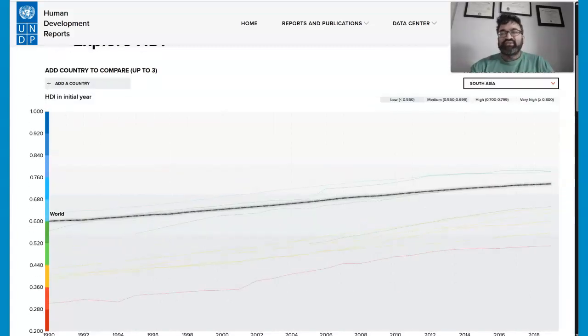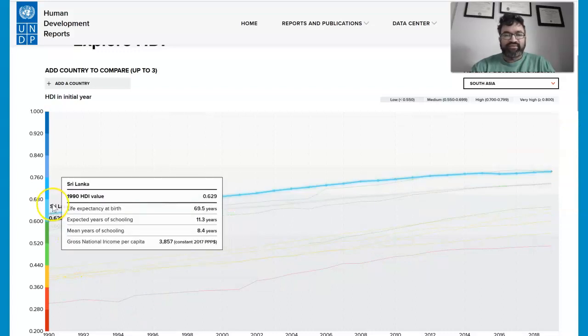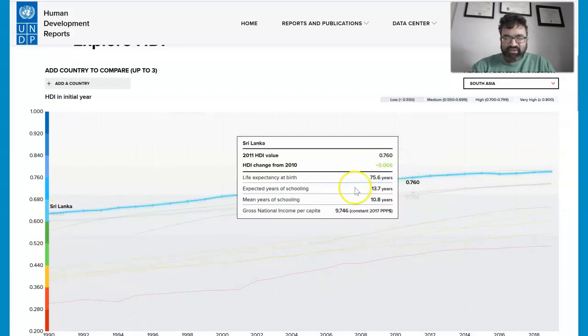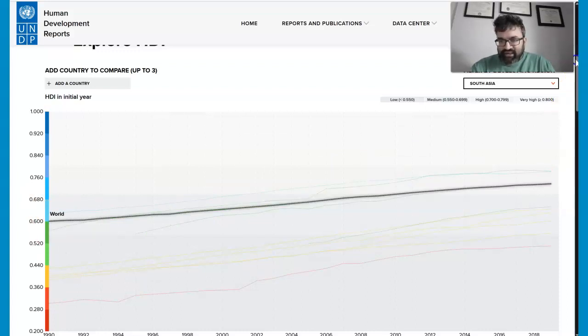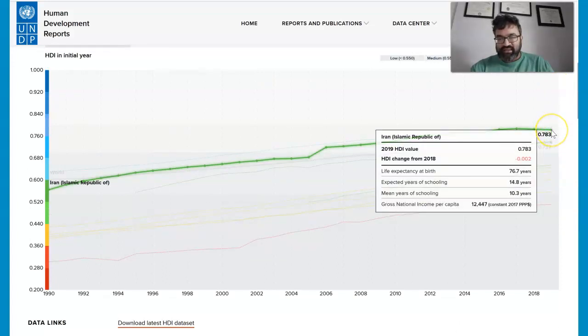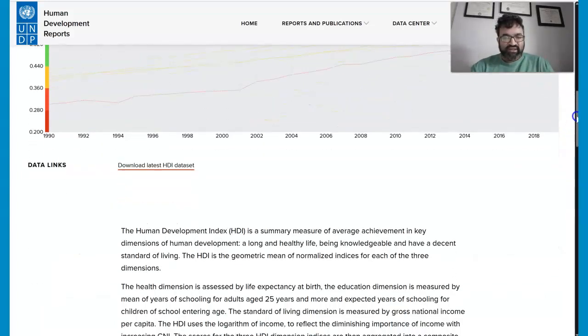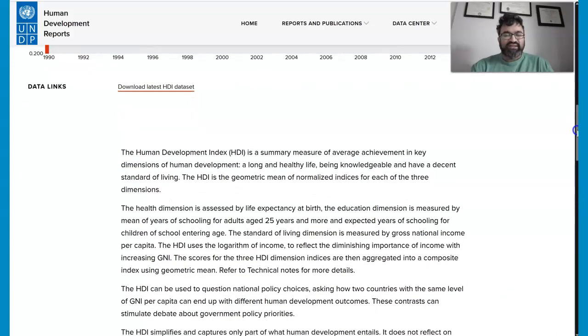So this also does demonstrate temporal trends. I want to make that point clear as well. You're starting off kind of in the 90s, actually 1990 to be exact, and you're ending up with 2019. So you have about 19 years of data, and you can use this summary measure of average achievement in key dimensions of human development.